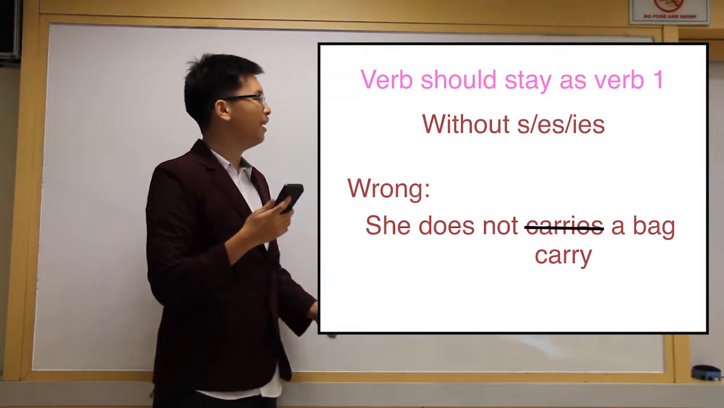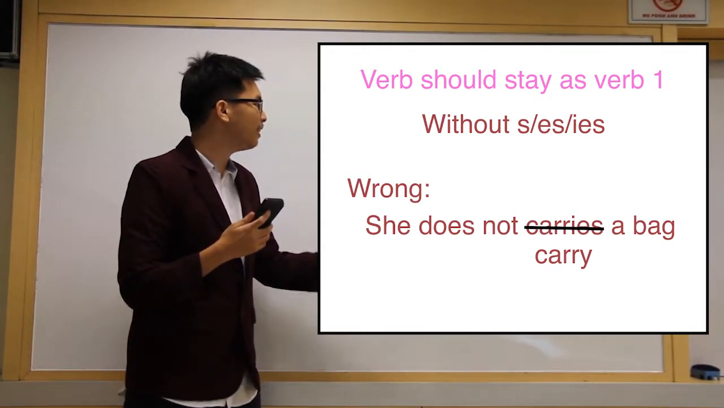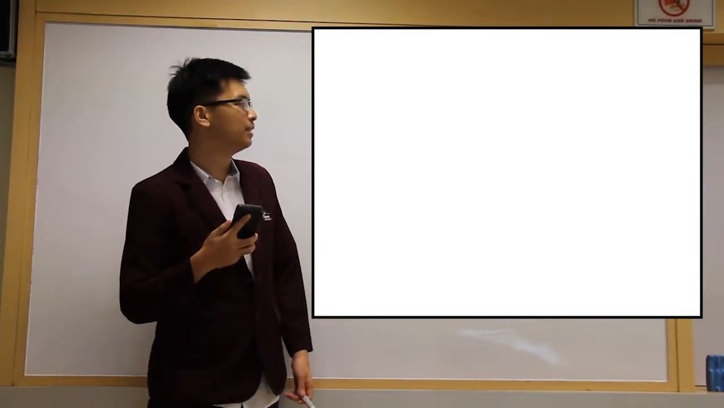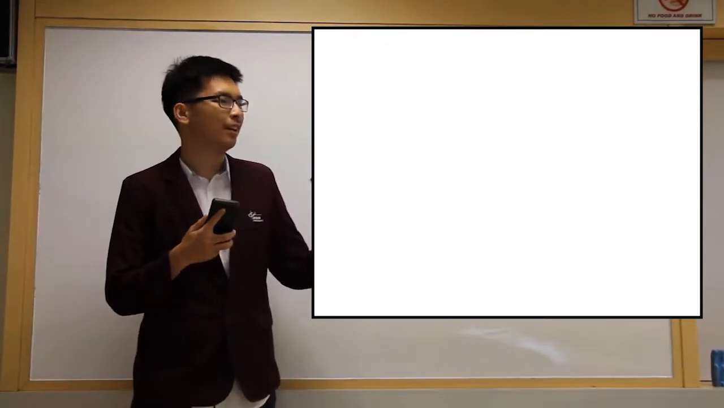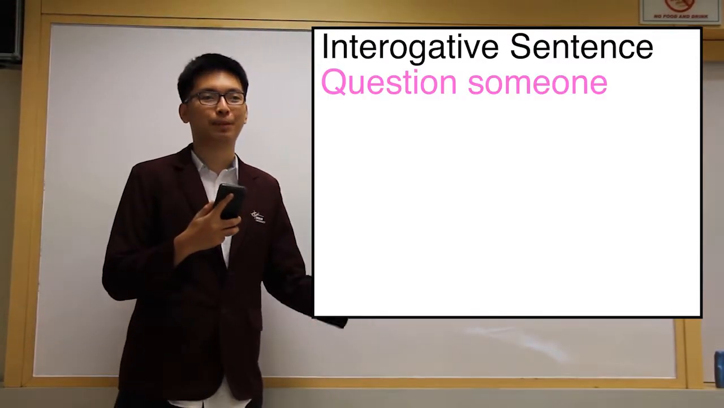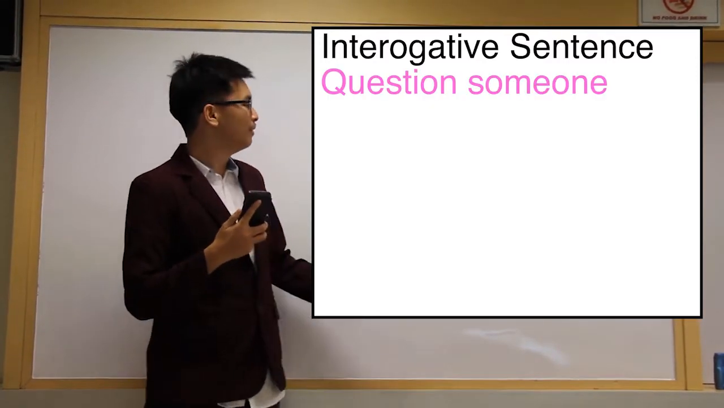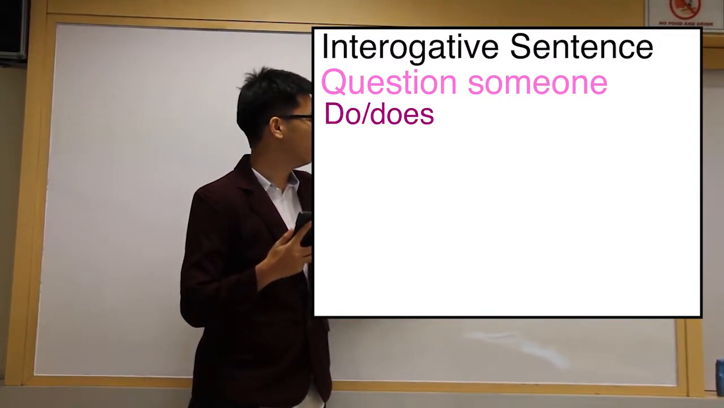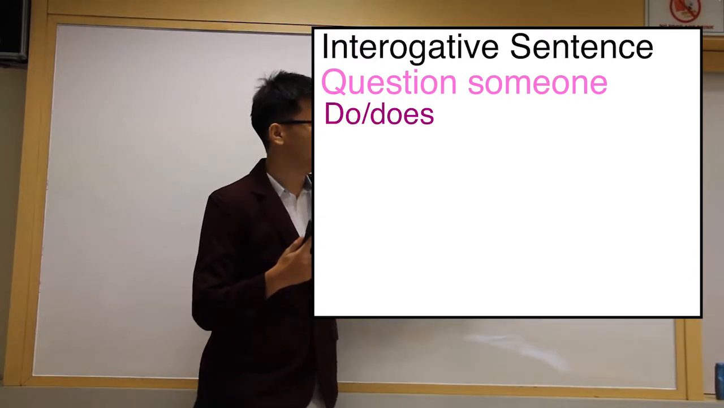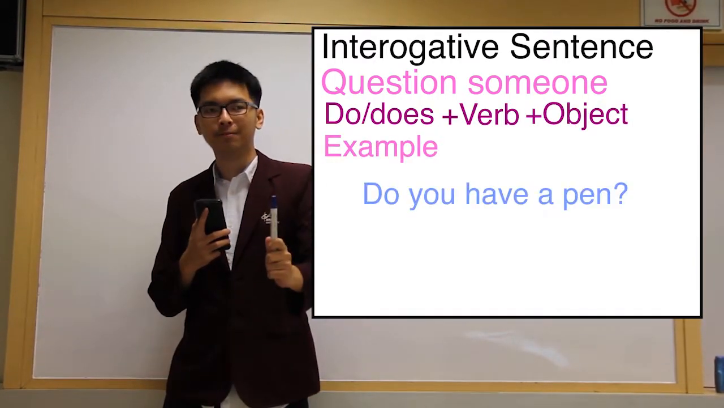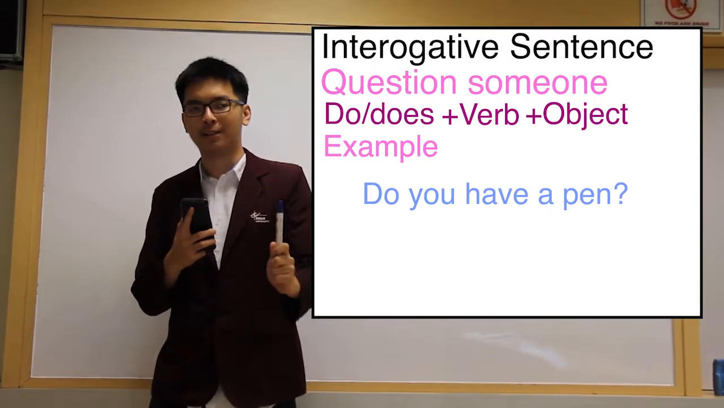Something like that. Now, we'll also discuss the interrogative sentences. Basically, you're trying to question someone with simple present tense. Now, the simple formula would be do or does combined with a subject, verb, and object. For example, do you have a pen?